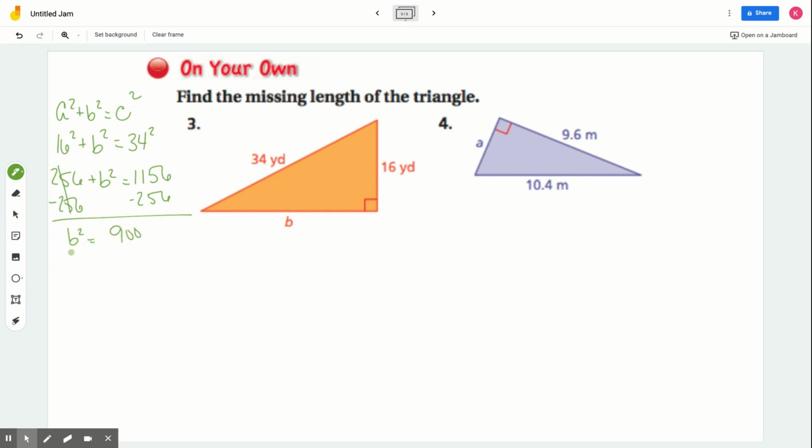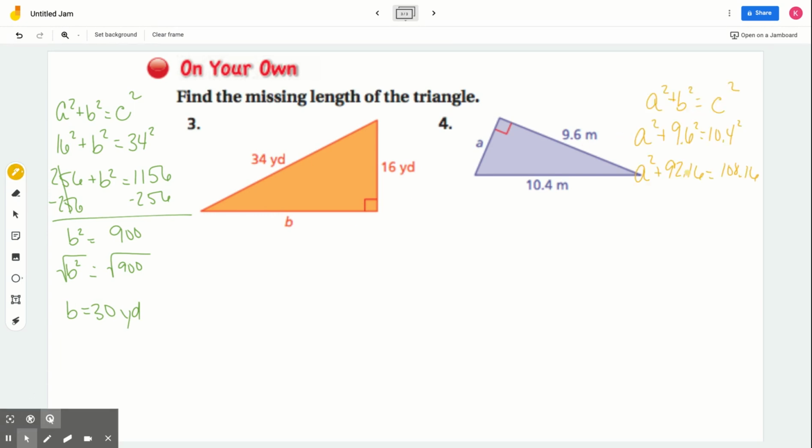The square root of b squared and the square root of 900. So b equals 30 yards. Now we can check our work knowing that side B has to be shorter than the hypotenuse. Since 30 is shorter than 34, it's likely that we have the correct answer. Go ahead and try number 4 right now on your own.